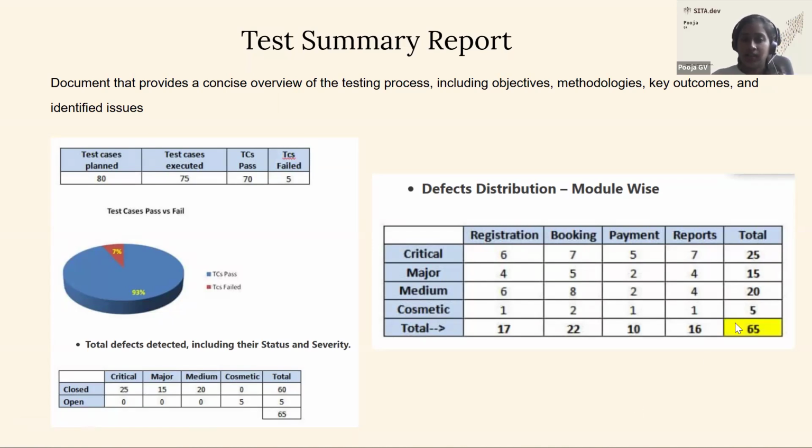And here also you can see another example where in the registration different modules, how many were, based on the priority and severity, we have considered the particular issues like critical, major, medium, cosmetic, and the total issues that we have covered.